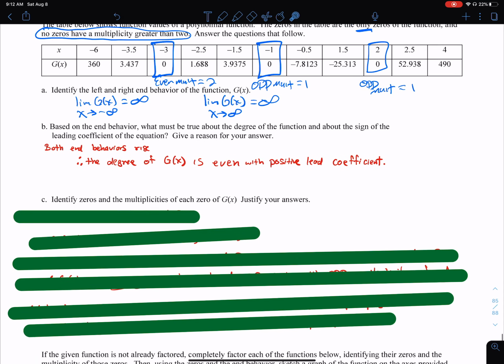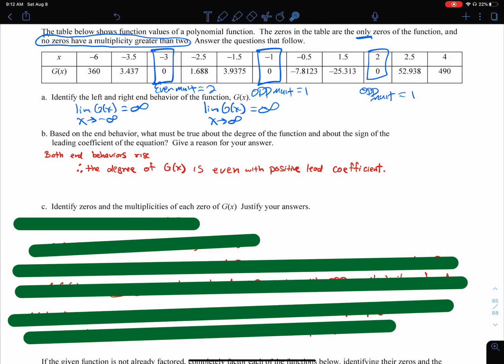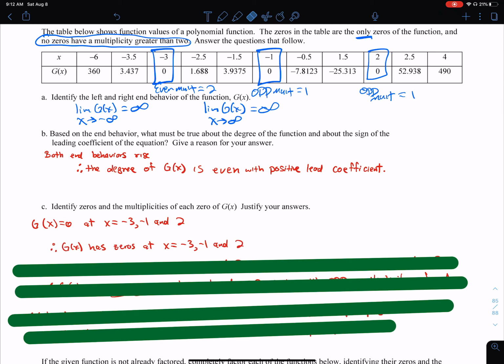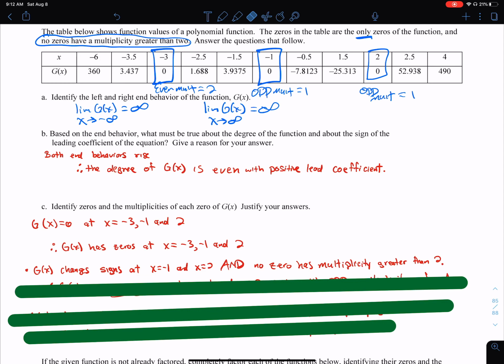Identify the zeros and multiplicities of each zero of g of x. Justify your answer. We talked about that at the beginning. G of x equals 0 at x equals -3, -1, and 2. The table clearly shows that. We are drawing no conclusions. The conclusion we can draw from that is that g of x has zeros at x equals -3, -1, and 2. G of x changes signs at x equals -1 and x equals 2, and no zeros have a multiplicity greater than 2. That's what the directions say.